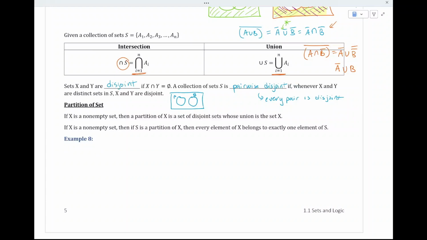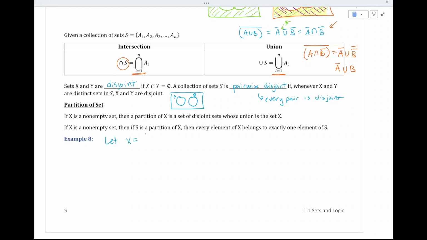This brings us to the idea of a partition. If X is a non-empty set, then a partition of X is a set of disjoint sets whose union is X. If X is a non-empty set, then S is a partition if every element of X belongs to exactly one element of S. So let's take a look at an example here in example 8.